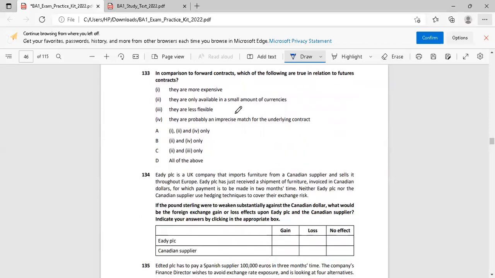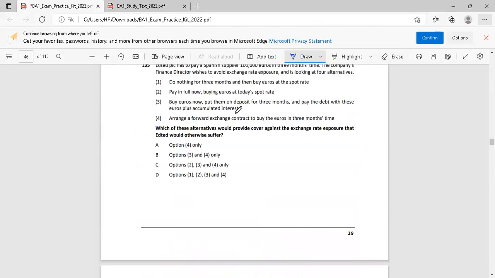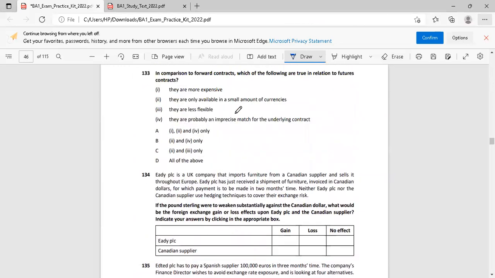Question number 133. Few are there, we can wind up this particular topic. In comparison to forward contracts, which of the following are true in relation to futures? They are more expensive, they are only available in a small amount of currencies, they are less flexible, they are probably an imprecise match for the underlying contract. Which of the following are true in relation to futures contracts? So we are talking about which one is true for futures contracts.